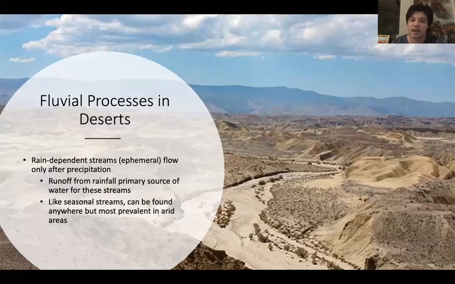On the other hand, ephemeral streams, or rain-dependent streams, flow only after precipitation. So runoff from rainfall is the primary source of water for these streams, rather than being supplemental. And like seasonal streams, they can be found anywhere, but are most prevalent in arid areas.